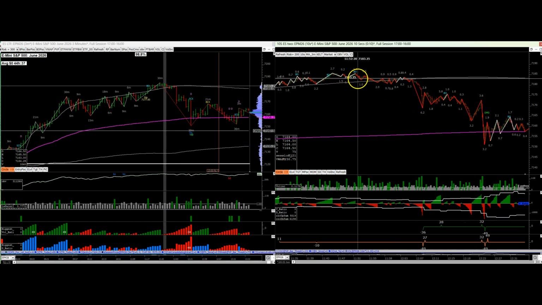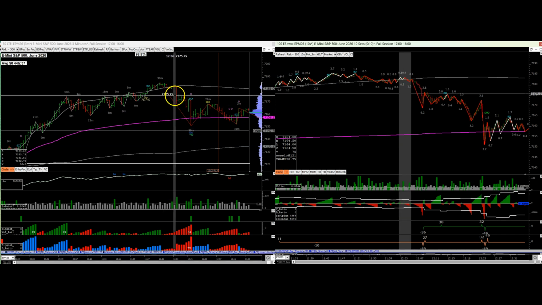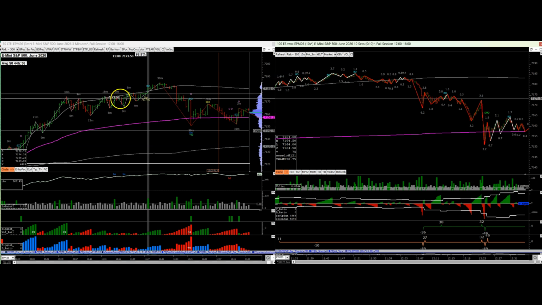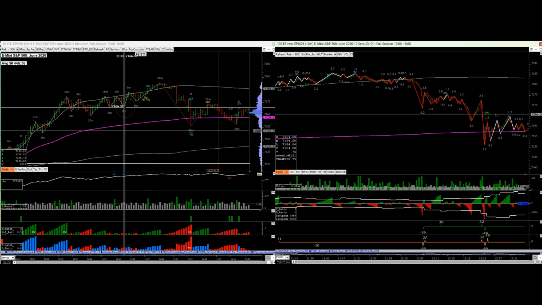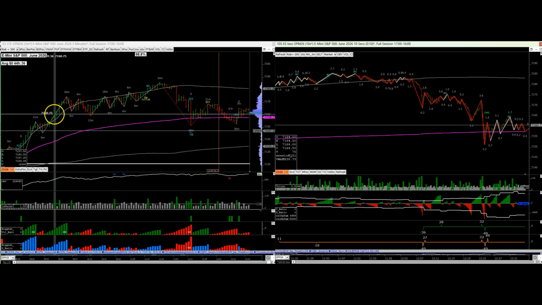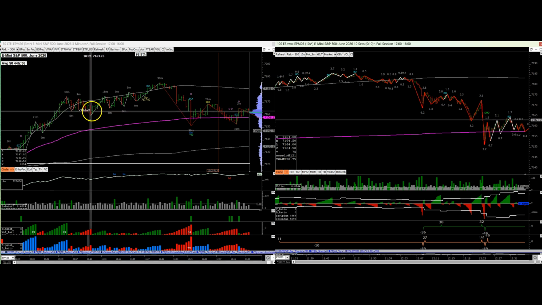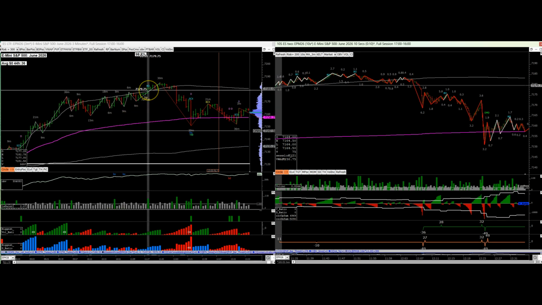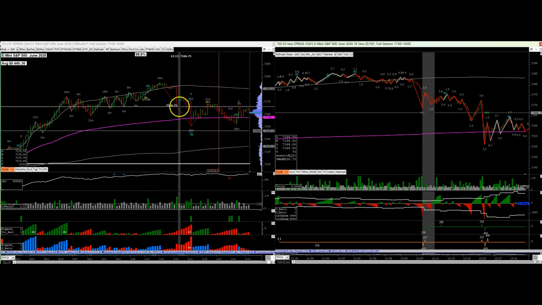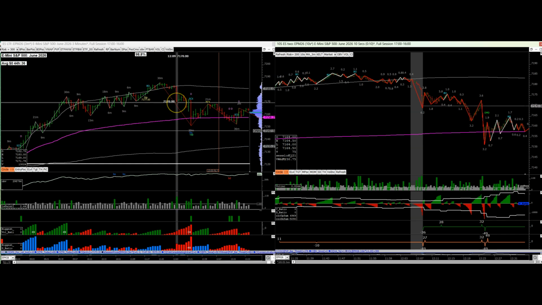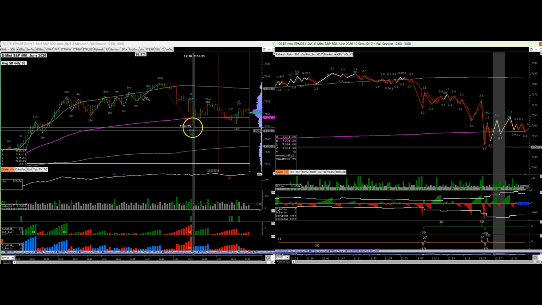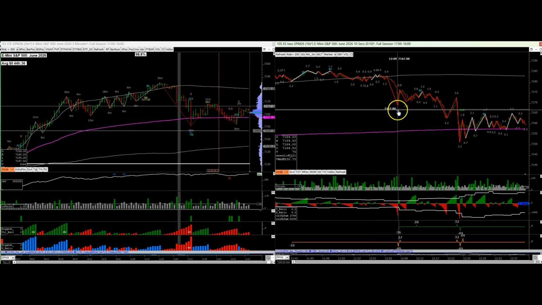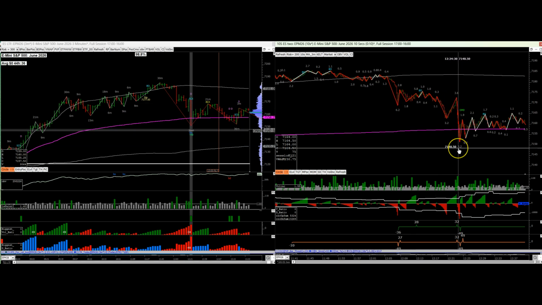From this high, you know, it cracks, and the first thing I notice is this high volume level got taken out. It didn't get tested, it got taken out. So, you know, you want the high volume areas to get tested, but for them to hold. Like here, you have this high volume area, it holds. Here, you have a high volume area, it holds. Here, you have a high volume area, it gets broken with another high volume. Anyway, so it goes down, down, down, down. I want to know if this is a climactic action or not, right? So, this is the selling, and this is climactic action.